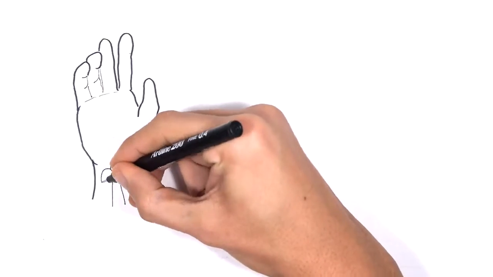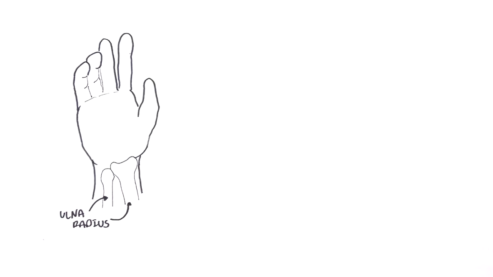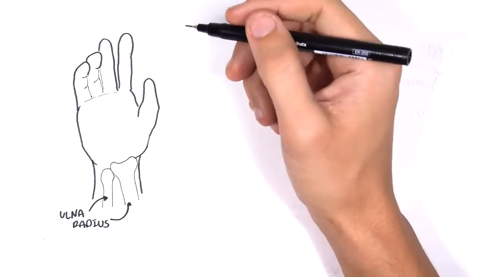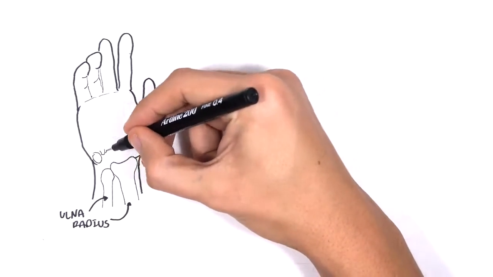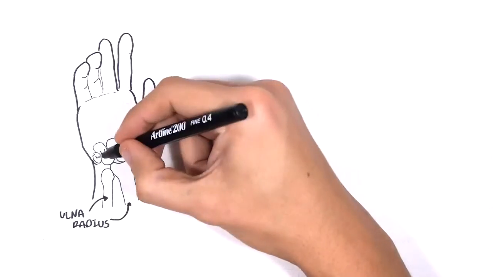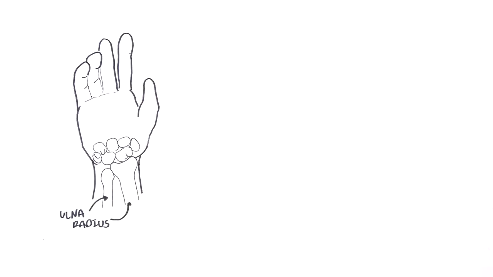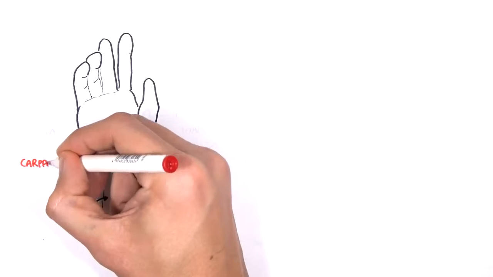Here are the forearm bones, the ulna medially and the radius laterally. You can remember the radius is lateral because lateral is where you can feel the radial artery. The wrist bones consist of many small bones. To put it simply, there are 8, 4 sitting on the top and 4 below. They are collectively known as the carpal bones.